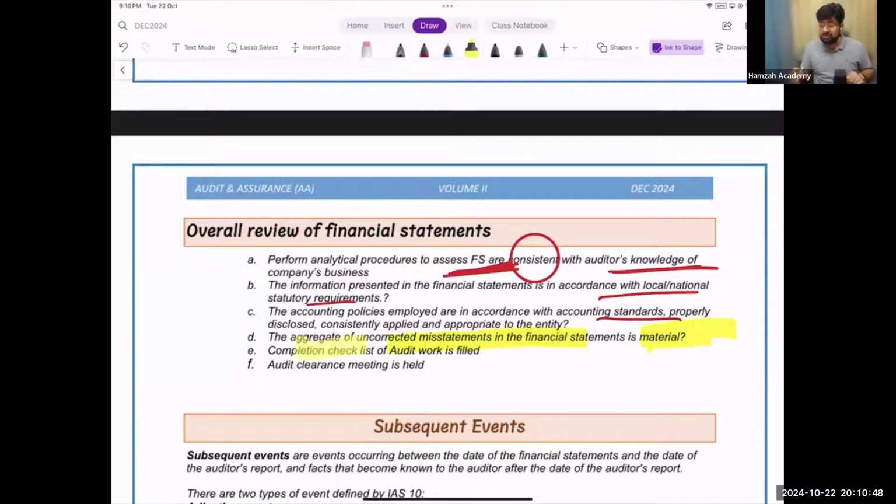And then the audit completion checklist. The auditor has a checklist, tick tick tick, to see whether the work which was planned is done or not. And then a clearance meeting with the management, where some issues are resolved, some things are clarified, and of course the final closing meeting is held. This is called overall review.